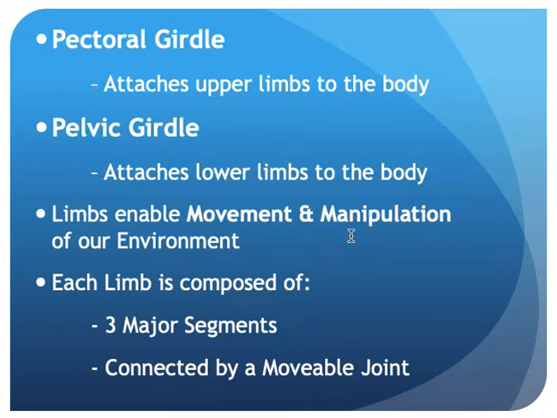Each limb is composed of 3 major segments. Again, each one of these bones is connected by a movable joint. We're going to come back and talk about joints in chapter 8, and we'll look at all the main ones of the body.